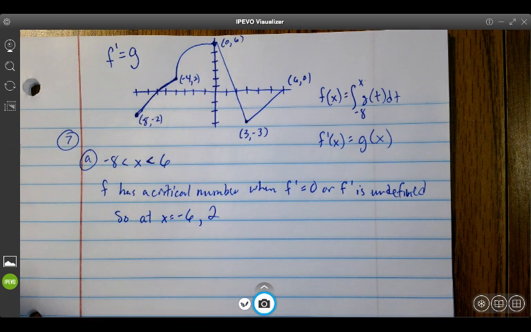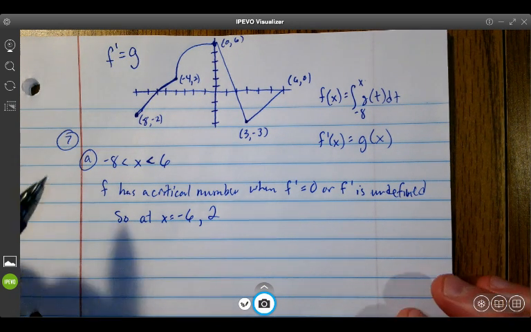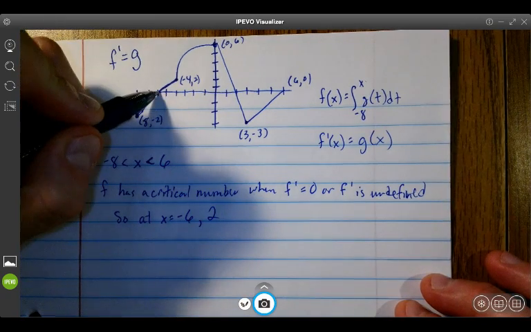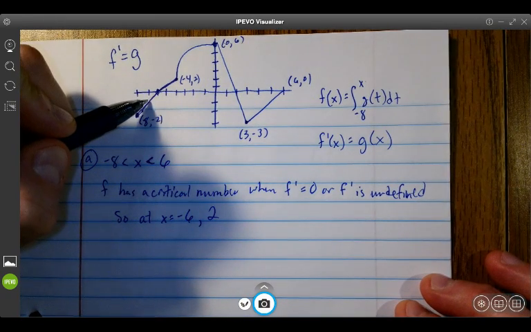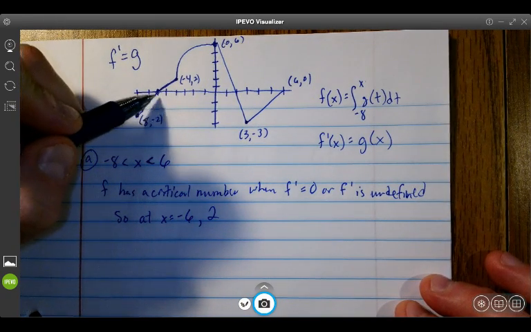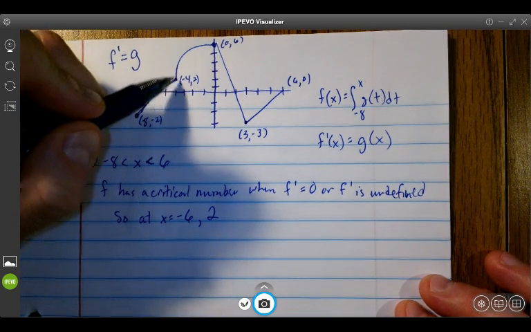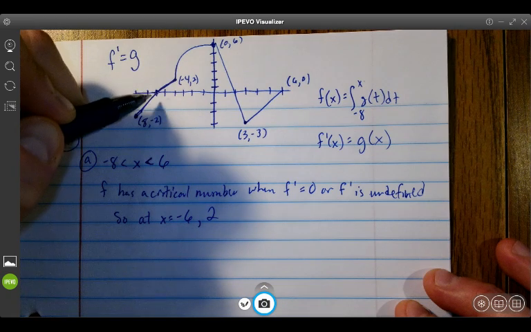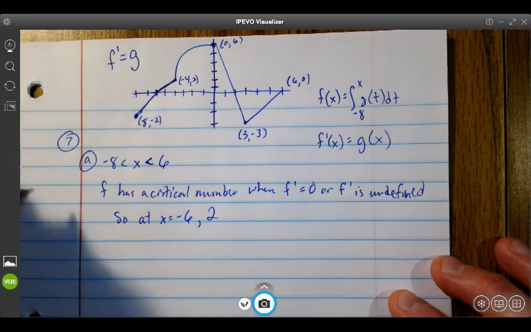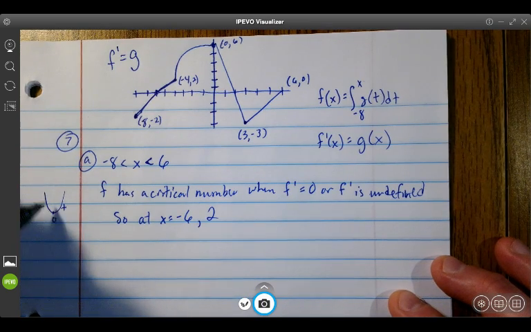Now, classify each point as the location of a local minimum, local max, or neither. Remember, this is a graph of f prime. So if f prime is 0 here, to the left of it, f prime is below the x-axis, so it's negative, and to the right of it, f prime is above the x-axis, so it's positive. So f prime changes from negative to positive. Remember, if you're looking at a graph of f and its derivative changes from negative to 0 to positive, you have a local minimum.